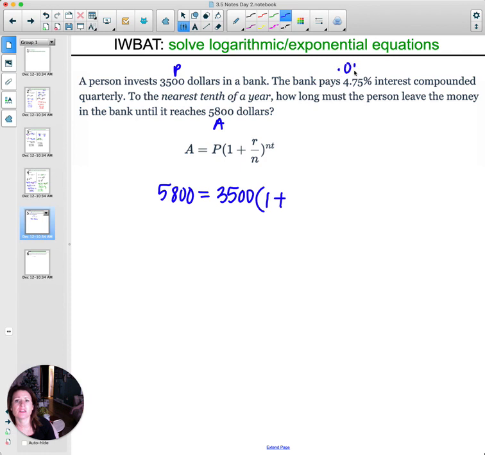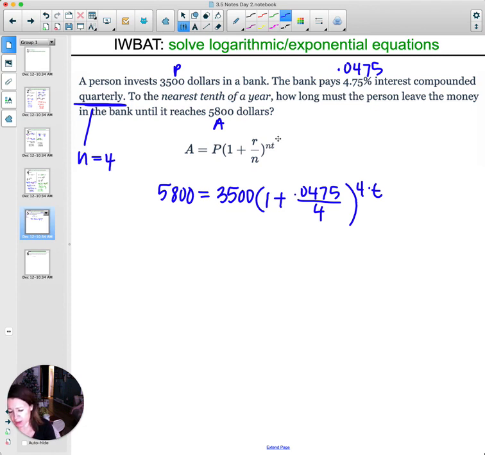So this is 0.0475. This n represents how many times it's compounded. So this is compounded quarterly, meaning 4 times a year. So the n is going to be a 4. And then a 4 up here as well, another n, and then times t, and t is what we are solving for. So you're going to go ahead and simplify the inside of this parentheses.